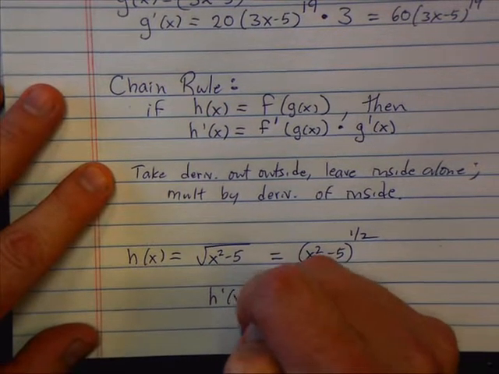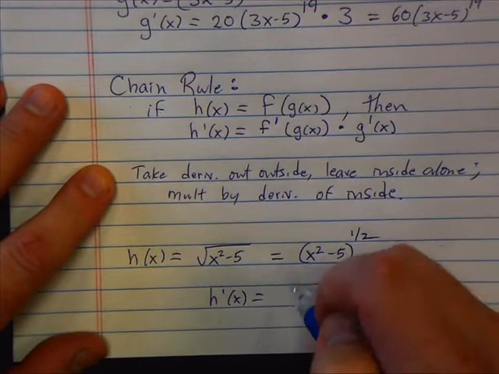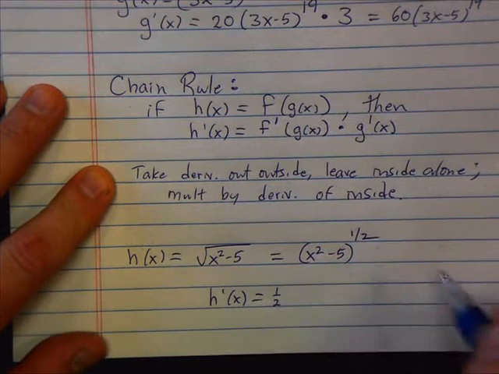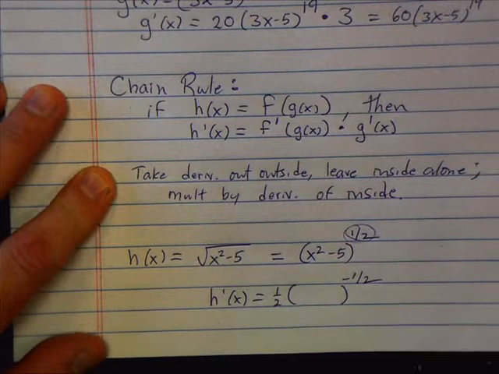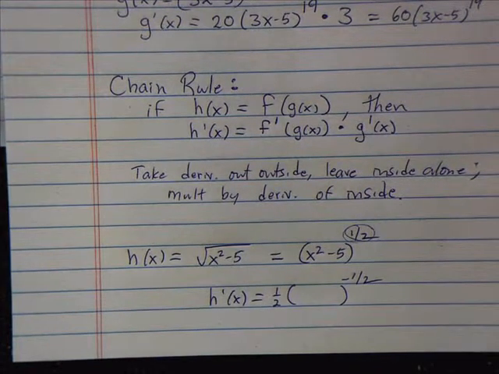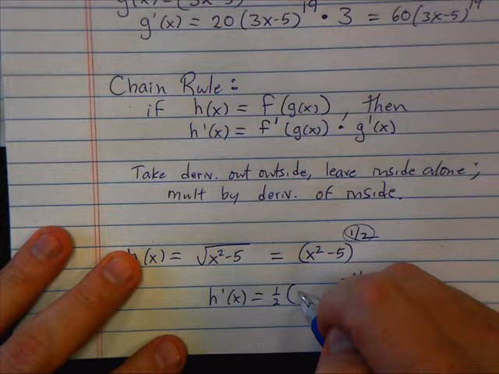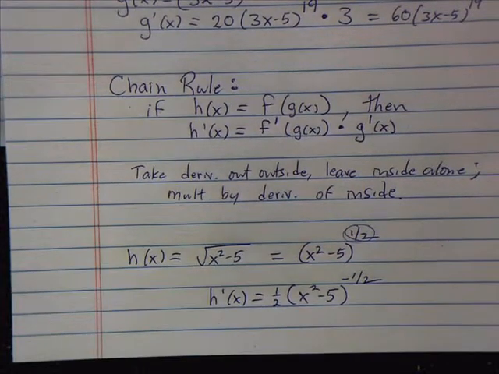H prime of x would be, what's the derivative? Well, the thing on the outside is the 1/2 power. So I take the derivative of the 1/2 power. So I bring the 1/2 down and I subtract 1 from my exponent. What happens to what's inside the brackets? Nothing, it stays the same. So the x squared minus 5 doesn't change. So what's inside your brackets is not going to change. And that's one of the biggest mistakes I'll see people make. They'll take the derivative of what's inside the brackets. So you don't do that yet.